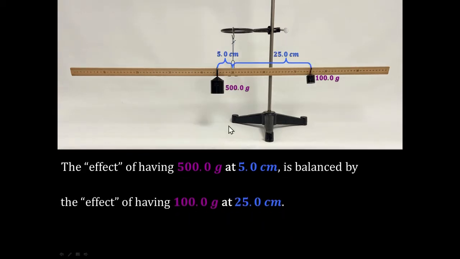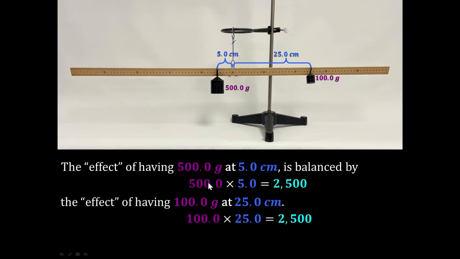In this example, I've got 500 grams, or I should say, the effect of having 500 grams at 5 centimeters is balanced by the effect of having 100 grams at 25 centimeters. And here, this mass here is 1/5 as much mass, and I've placed it at 5 times the distance. So again, mass times distance is this number, mass times distance is that number.